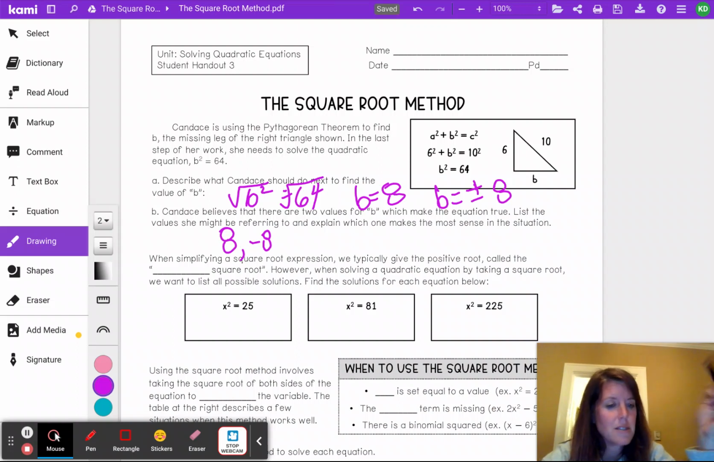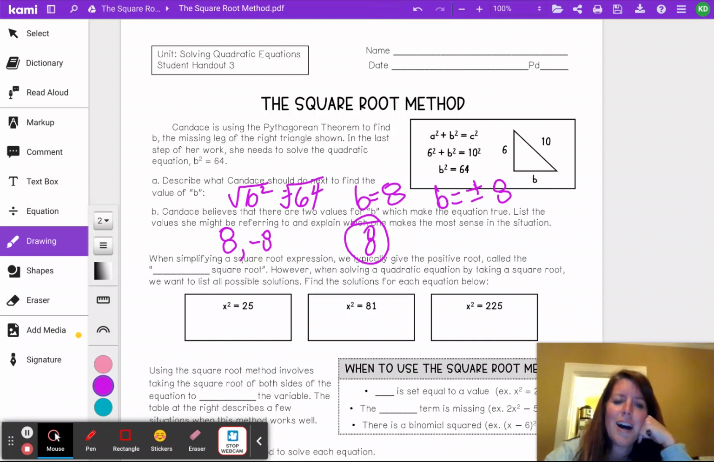But which one would make sense in this situation? It would be positive 8, because you can't have a -8 as a side length in a triangle. Hopefully you all are thinking, you can't have a -8 side length of a triangle.